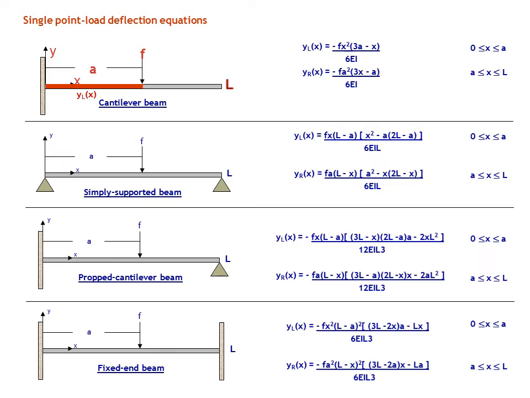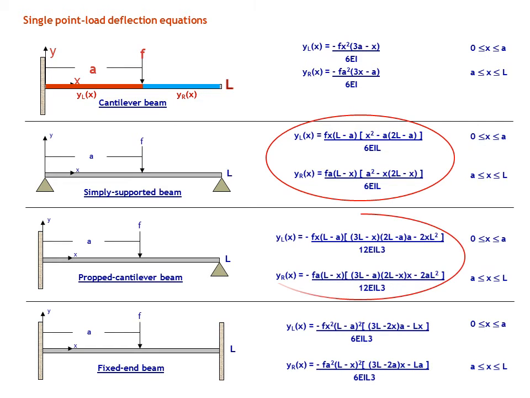The naming convention used is that the deflection equation to the left of a point load will be called yL of x, and to the right of the load yR of x. yL of x and yR of x are shown here for a cantilever beam. What's immediately apparent is that these equations are symmetric with respect to a and x, and that the same is true for the other three beams. This symmetry will play an important part when we look at the matrix formulation of yL of x and yR of x later.